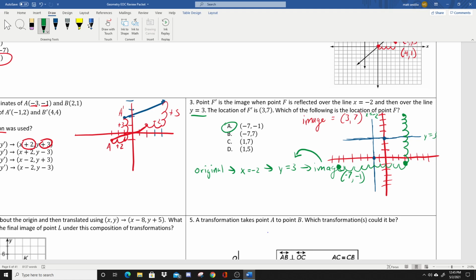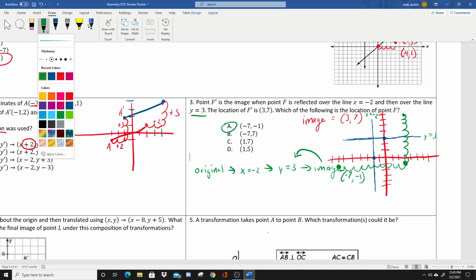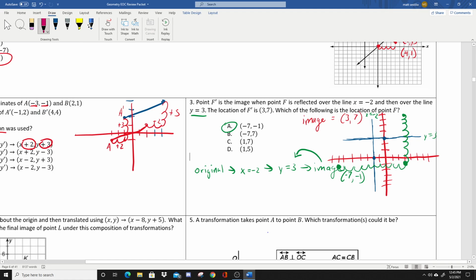You could also, even if you don't think you're perfect at this stuff, look at the answer choices and kind of imagine it. Here's the (-7, -1). Here's (-7, 7) all the way up here. Here's the (1, 7) all the way over here. And then here's the (1, 5). So okay, I have to take this point and reflect it over here, then reflect it over here. This is the only one that makes sense. It's another way you can think about it. Maybe just plot all the answers and see which one makes sense.